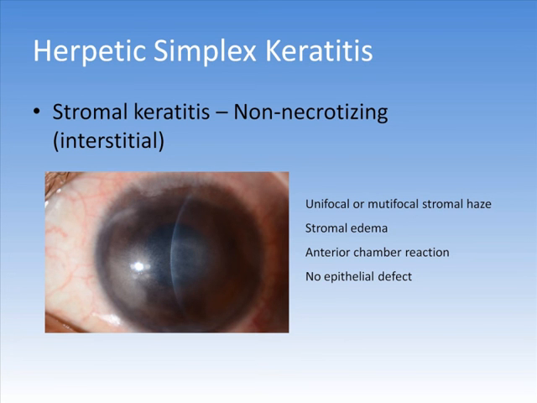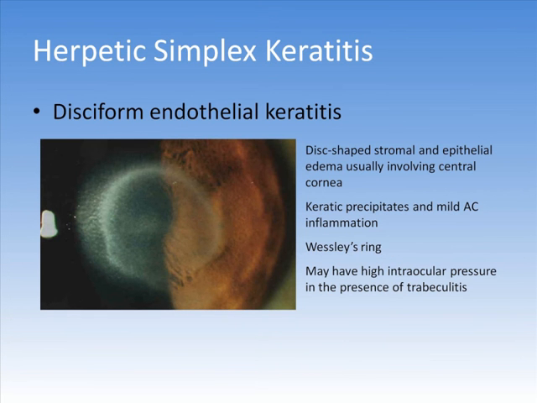In non-necrotizing or interstitial stromal keratitis, there is often unifocal or multifocal stromal haze, stromal edema, and anterior chamber reaction with no overlying epithelial defect. In disciform endothelial keratitis, there's a disc-shaped stromal and epithelial edema, usually involving the central cornea. There may be keratic precipitates, a mild anterior chamber inflammation, and Wessely ring. The patients may also have a high intraocular pressure in the presence of trabeculitis.